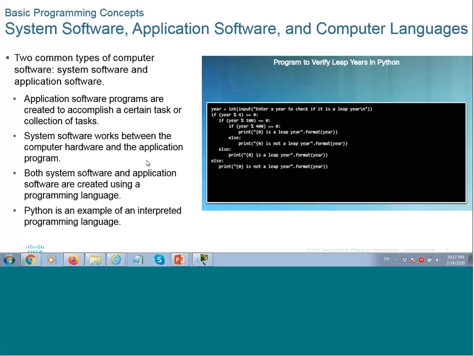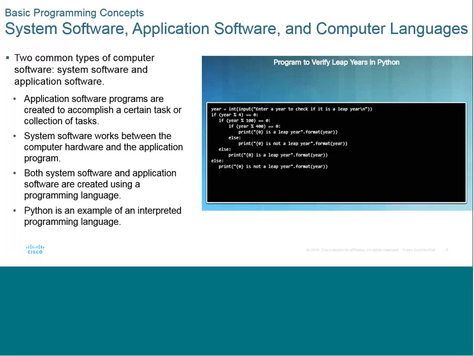Both system software and application software are created using a programming language. As I told you in the beginning, both are programmed in a computer language for the solution of any purpose. Python is an example of an interpreted programming language. As I told you in the beginning, we will use Python as the programming language in this chapter.